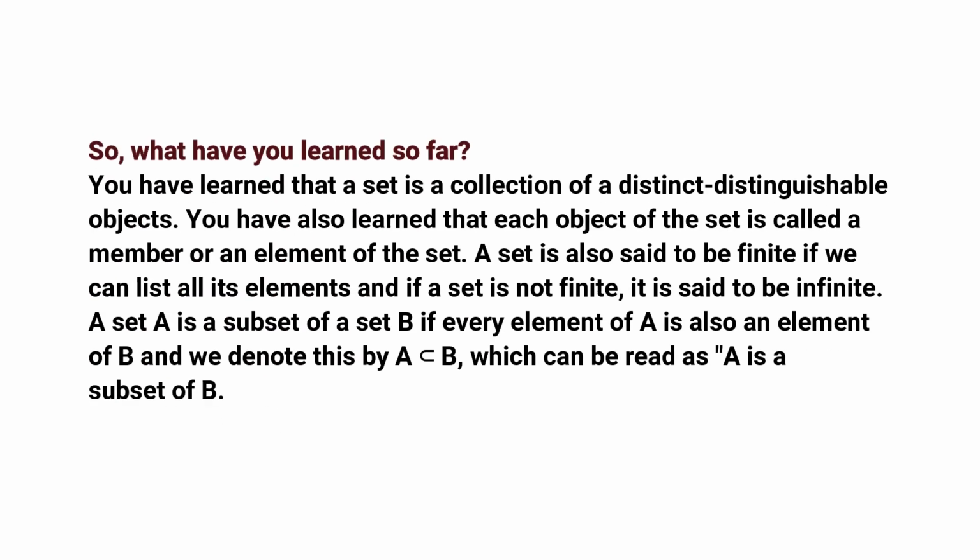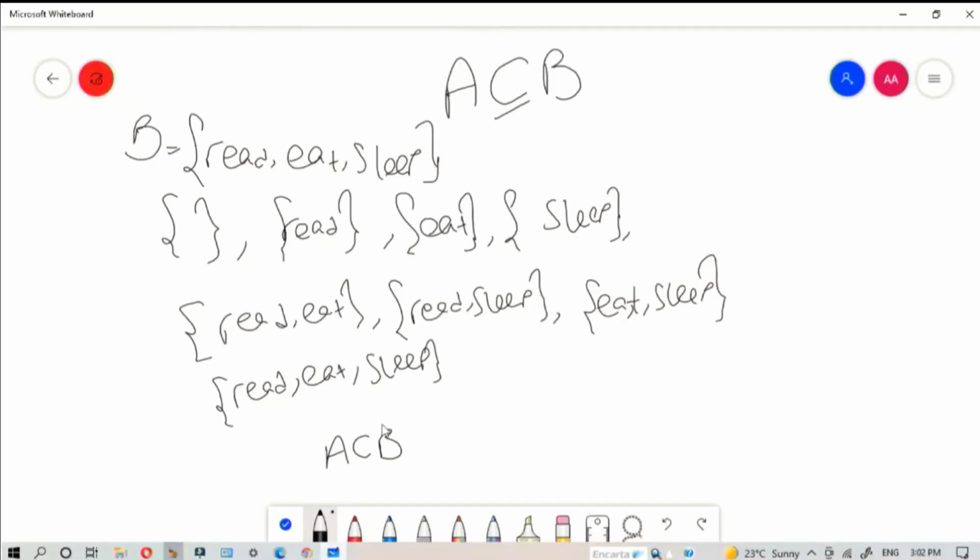All right, so what have we learned today so far? You have learned that a set is a collection of distinct distinguishable objects. You have also learned that each object of a set is called a member or an element of the set, and a set is said to be finite if we can list all its elements, and if a set is not finite, then it is infinite. A set A is said to be a subset of a set B if every element of A is also an element of B, and we can denote this by A being a subset of B.